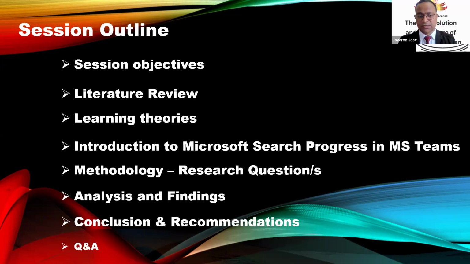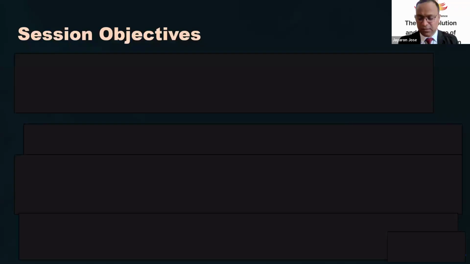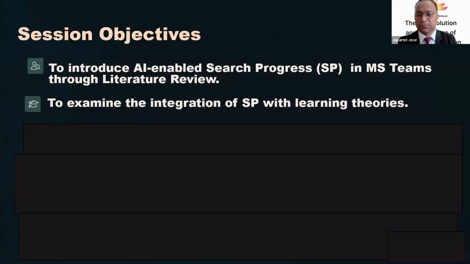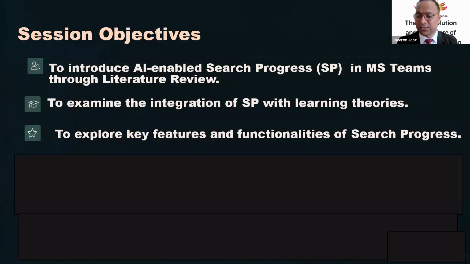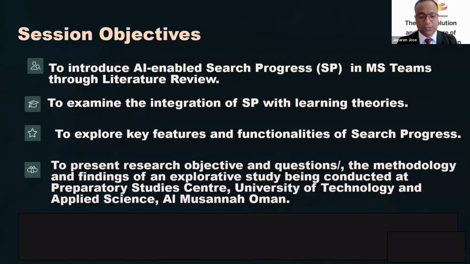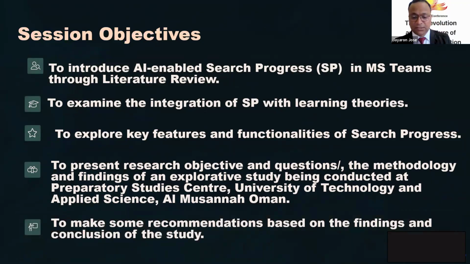If time permits, I will demonstrate how we can set a Search Progress task in our classroom and engage students through that. The session objectives are to introduce AI-enabled Search Progress in MS Teams through literature review, to examine the integration of Search Progress with learning theories, to explore key features and functionalities of Search Progress, to present the research objectives and questions, the methodology, and the findings of an exploratory study conducted at the Preparatory Study Center, University of Technology and Applied Sciences, Al-Musannah, Oman. Also to make some recommendations based on the findings of the study, and the conclusion.